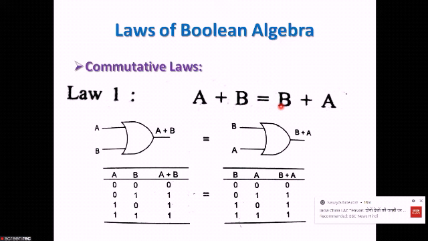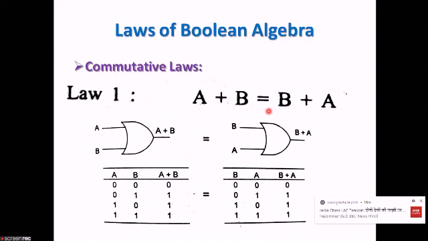This law states that A or B is the same as B or A. That is, the order in which the variables are ORed is immaterial. This means it makes no difference which input of an OR gate is connected to A and which is connected to B.